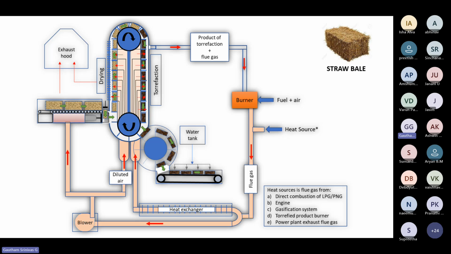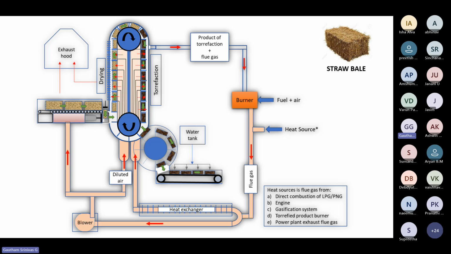So exhaust gas, flue gas from power plant and so on. Okay. So now what we do is the flue gas or the heated stream that comes here is split into two streams. One for the drying zone, the other for the torrefaction zone.